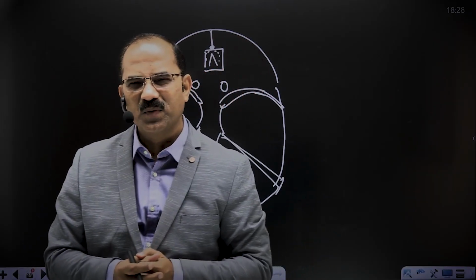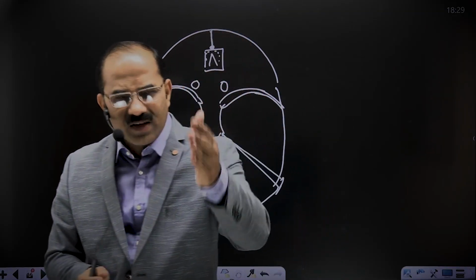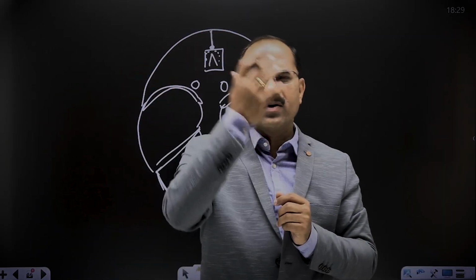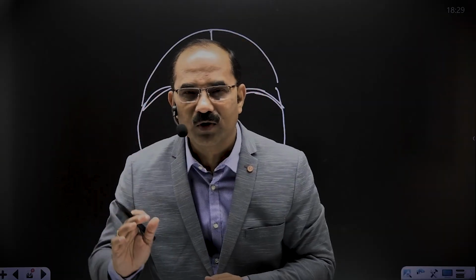Any guesses? Which structure goes to the orbit? Yes, the nerves. Yes, very good. The nerves which are supplying the extraocular muscles, right? All the extraocular muscles are supplied by which nerve? All the extraocular muscles are supplied by the oculomotor nerve. That's cranial nerve number 3, the oculomotor nerve.